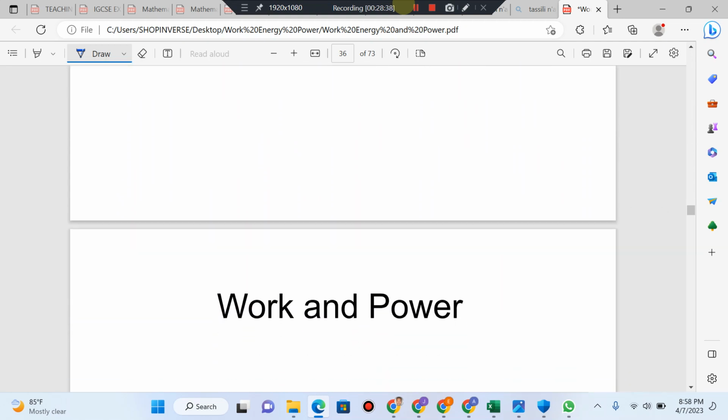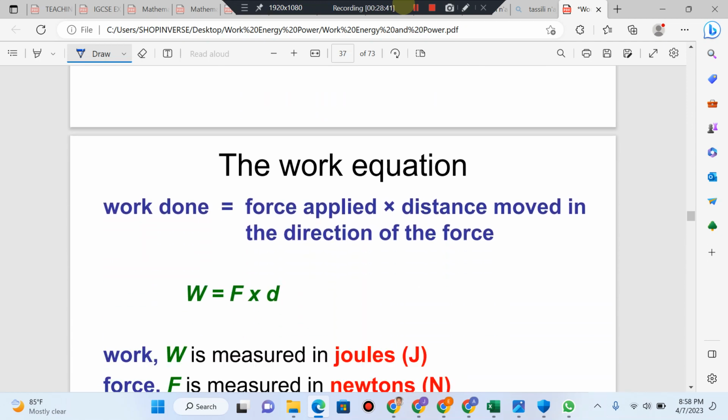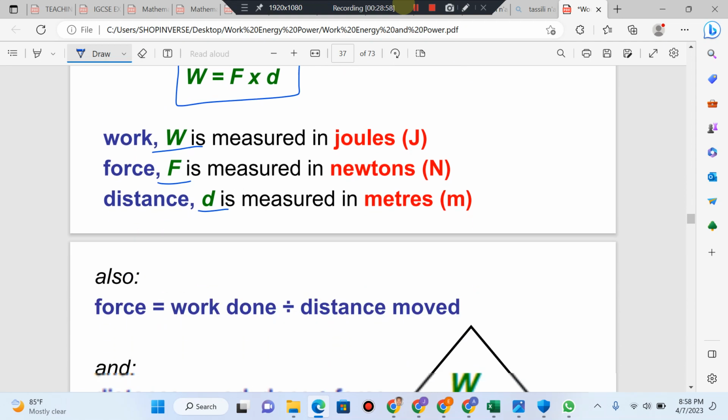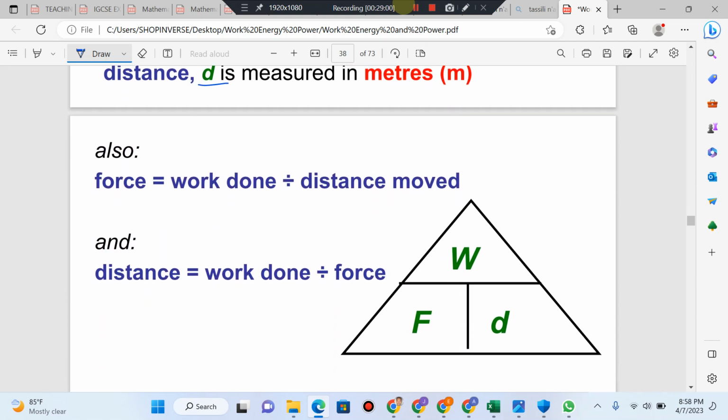Now we're going to be solving questions on work, energy, and power. Let's go. But before we solve the question, let us have a review. Work is equal to force times distance, where W is the work measured in joules, F is the force measured in Newtons, and D is the distance measured in meters. And this is a visual representation of the formula.